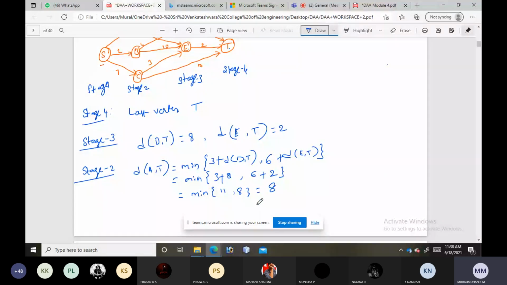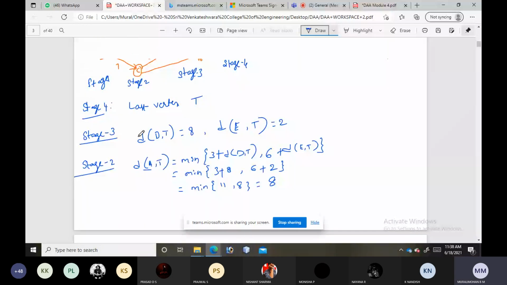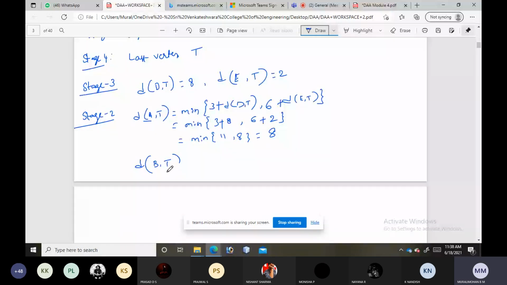Similarly, in stage 2 we are having B as well as C. Now we should solve D of B to T. You find out and tell. Similarly, you solve this D of C comma T. You find out and tell me the result. Similarly, A to T we solved. Next you find B to T and C to T. What is the result we will get?